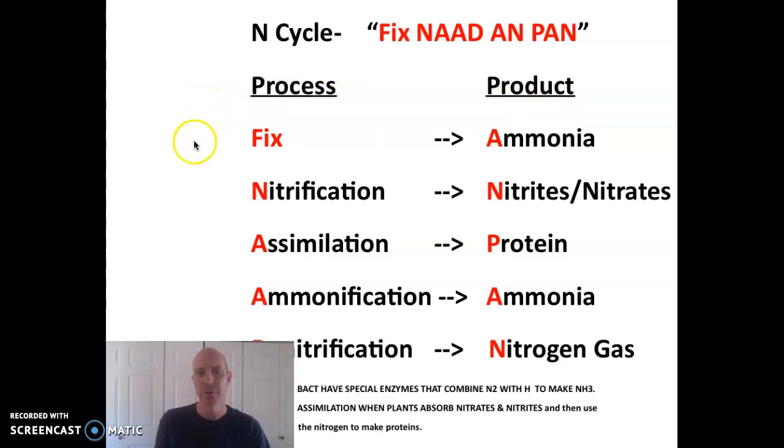And so what we're going to do is we're going to start with N2 gas, and it's going to go through fix for fixation. Nitrogen fixation is the process done by bacteria. It's going to turn that into ammonia, which is NH3 or NH4. That's our product. Then that product goes to the next process, which is nitrification, which turns that ammonia into nitrites and nitrates. And now you've got something that a plant can actually absorb.